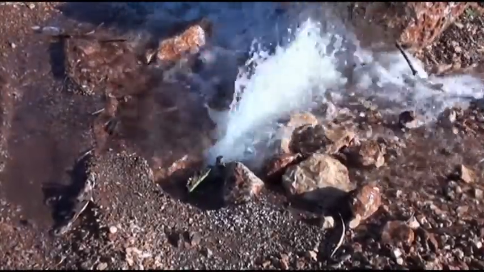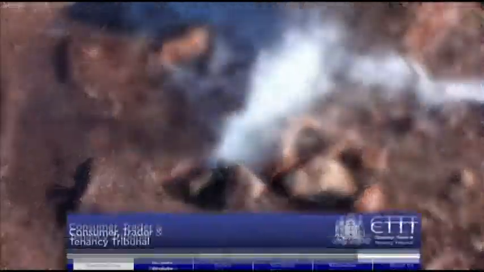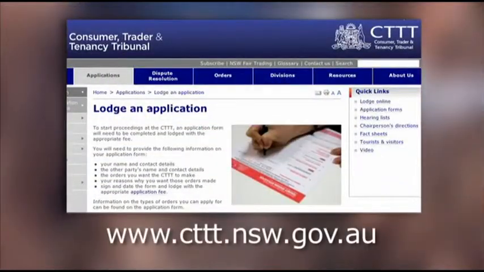If you cannot afford to pay the repairs yourself, you can apply to the Consumer, Trader and Tenancy Tribunal for an order for the landlord to fix the problem.